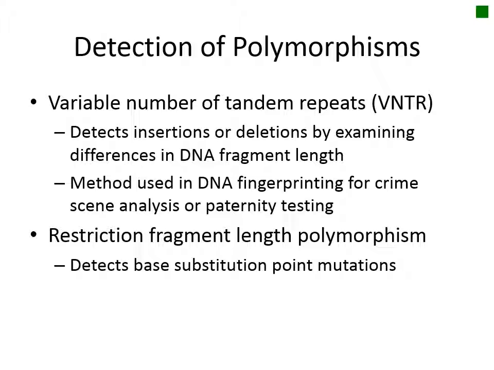VNTRs look at differences in DNA based on insertions and deletions that occur in certain hotspots of the genome, while RFLPs allow you to examine base substitutions that may differ between individuals. It is the VNTR method that is used in DNA forensics and paternity testing.